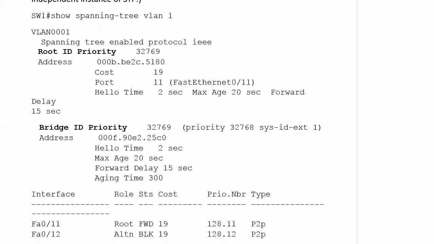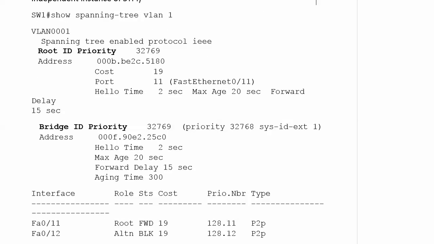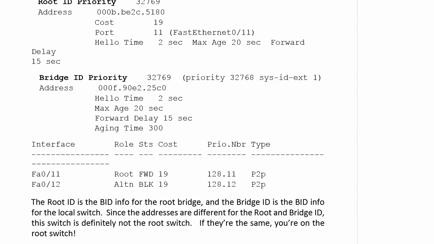And let's look at the output here. I've bolded root ID and bridge ID, and I got priority in there as well. And remember, the root ID information is about the root switch. The bridge ID information is about the local switch. So we can see that we are not on the root because the MAC addresses of root ID and bridge ID are different. Also note that Fast 11 has been put into forwarding status, but Fast 12 has been put into blocking mode. Okay, and we'll talk why in just a second.